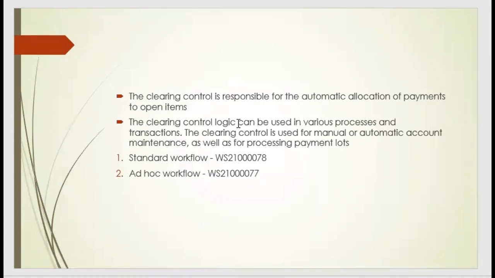So you can see the clearing control is responsible for automatic allocation of payment to the open item. Whenever we pay, it will automatically clear the open item. The clearing control logic can be used for various processes of the transaction, but if any problem arises, it will move to the workflows. Workflows means it will come to the clarification, and there are two types of workflow for the clarification of payment lots. One is the standard workflow, which is WS210078, and the other is ad hoc workflows. These are as per ECC 4.7. ECC 6.0 also follows the same, but it has a more enhanced workflow.